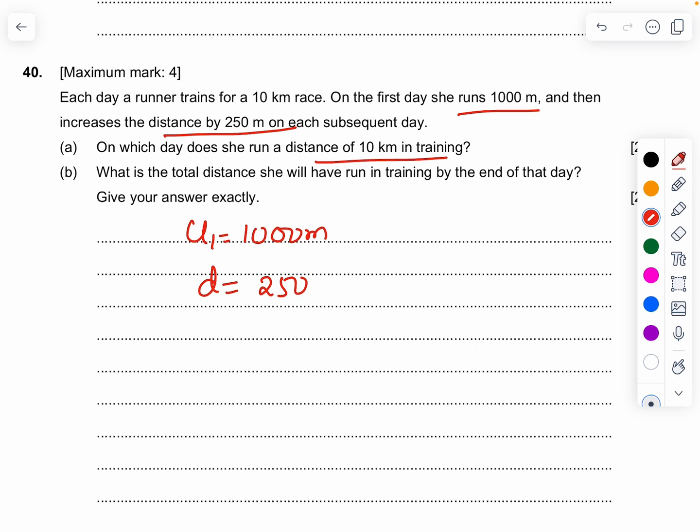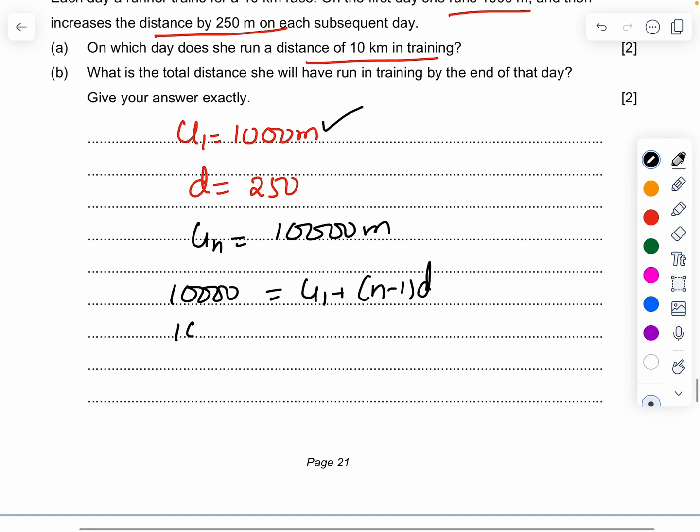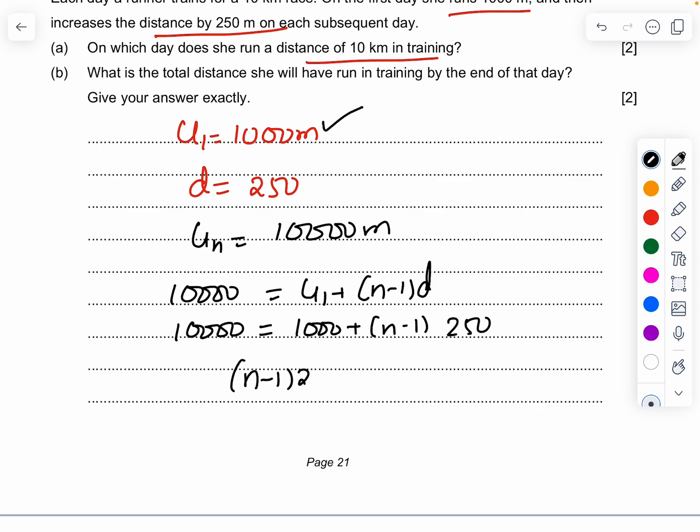So she ran for 10 kilometers. 10 kilometers means 10,000 meters, because everything is in meters. So 10,000 equals U1 plus n minus 1 times D. 10,000 equals U1, which is 1000, plus n minus 1 times D, which is 250. So n minus 1 times 250 equals 9,000.